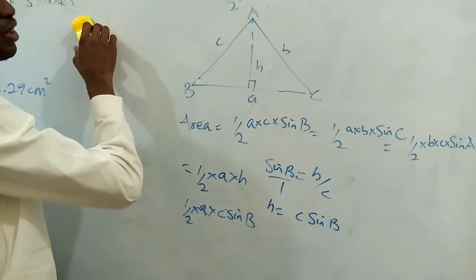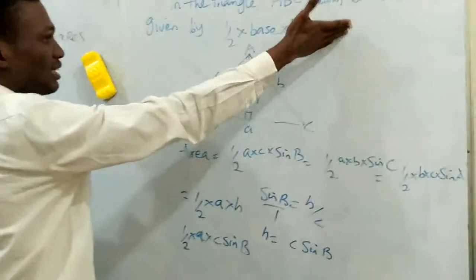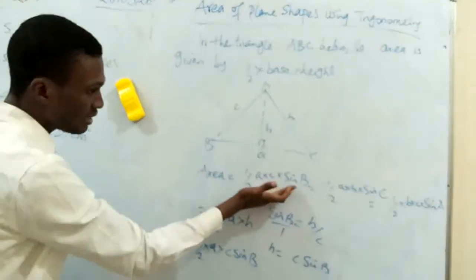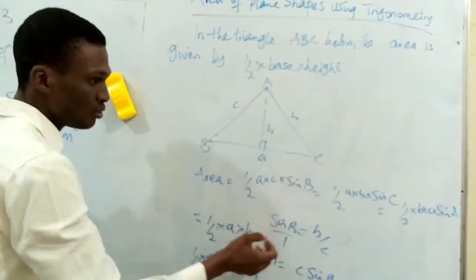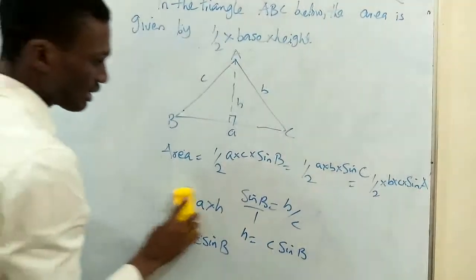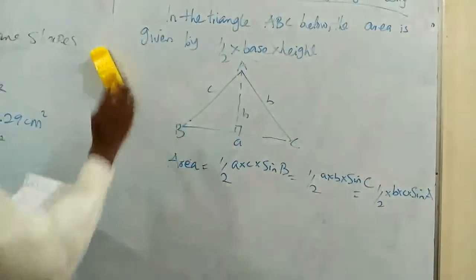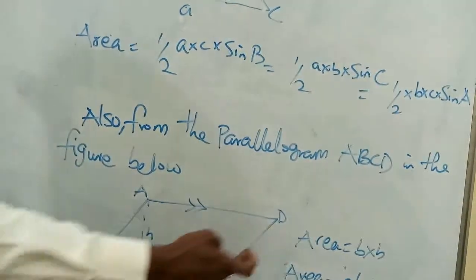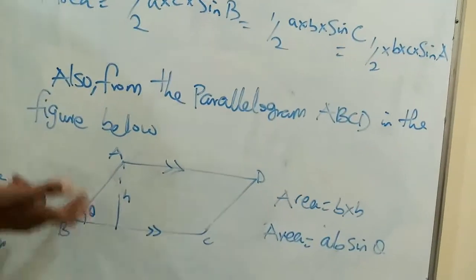So it's not enough cases that we use half base times height. In cases where we are not given one of these, we use either half AC sin B, or half AB sin C, or half BC sin A. So we solve the problem using the formula: area is equal to base times height, as you can see on the board.